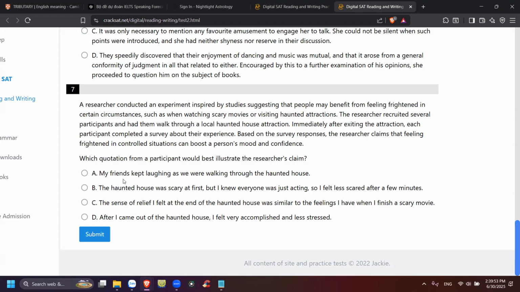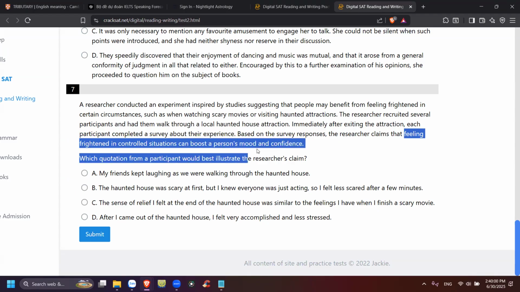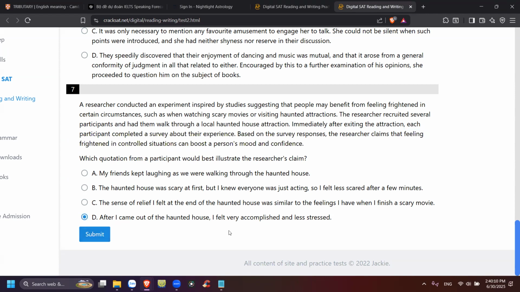Best illustrates the researchers' claim, and the researchers claim that feeling frightened in a controlled situation can boost a person's mood and confidence. It has to be a controlled situation, right? Wait, so it's B. But a haunted house, is it a controlled situation? What I'm thinking is the mood and the confidence, after going to the haunted house or while going to the haunted house. B or D, right?